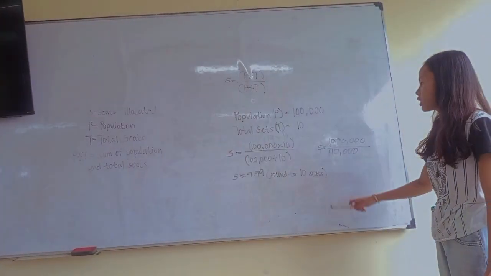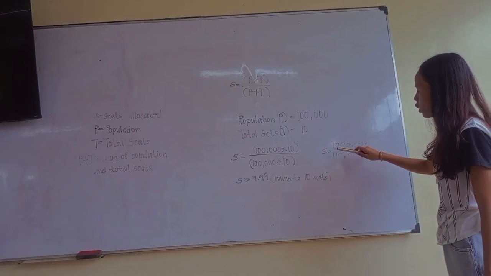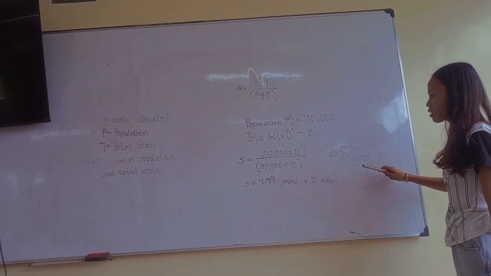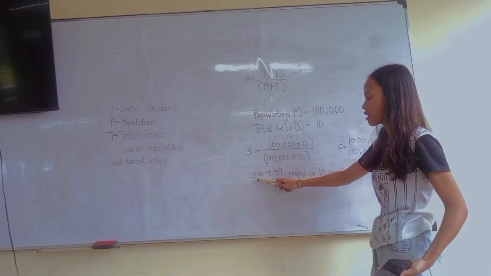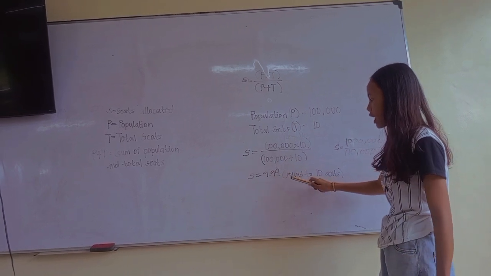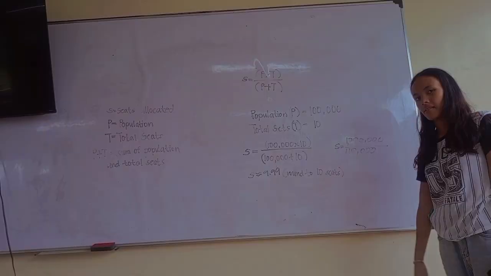So S equals 1 million divided by 110,000, and the result is S almost equal to 9.99, rounded to 10.